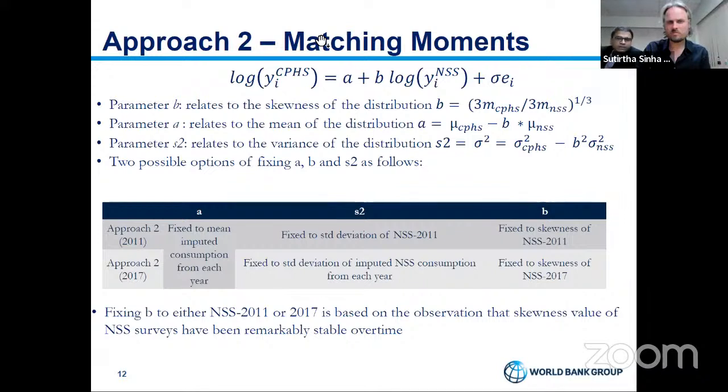Can you define the third moment of consumption? The third moment is literally the third moment of log expenditure. So it's the expected value. You subtract the mean of log expenditure, then you cube it, and you take the expected value of it.